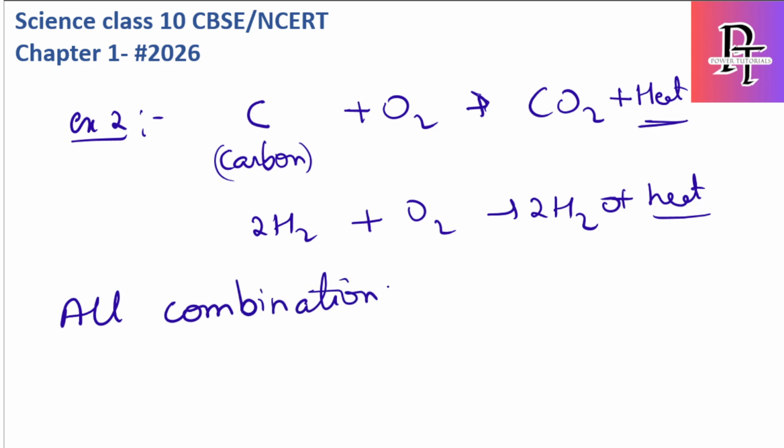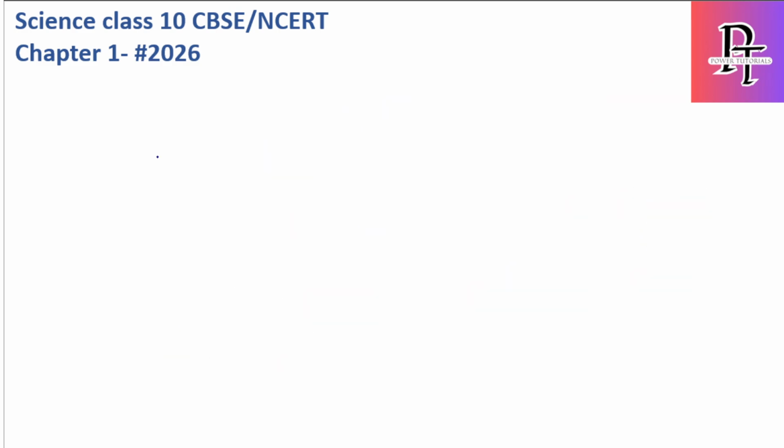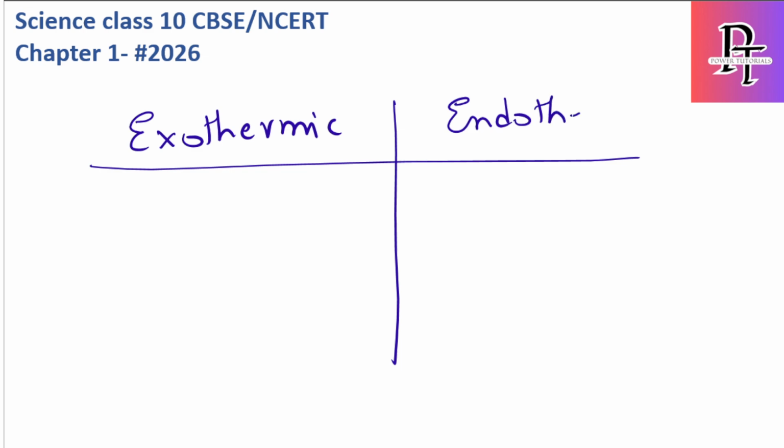All combination reactions are exothermic. Okay, so what does exothermic mean? Energy will get released in the reaction. So we'll write two terms: exothermic and endothermic. I don't say there are many differences, but let's understand it. Exothermic, and second is endothermic.